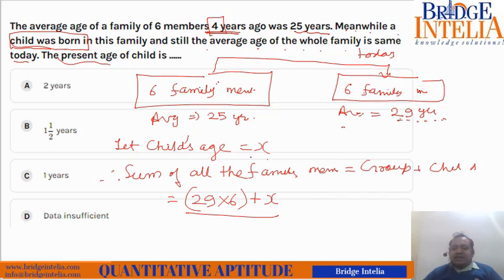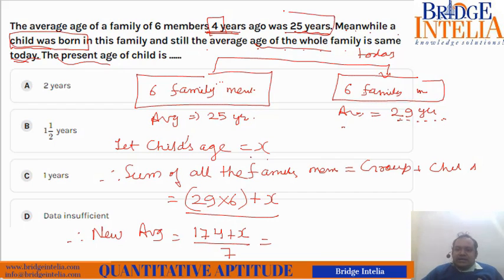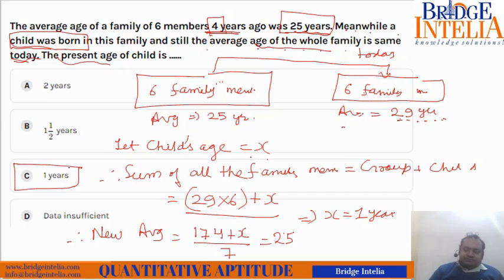The number of family members increases from 6 to 7 because the child is also included. So the new average has to be divided by 7. So 29 into 6 is equal to 174. So 174 plus X, when divided by 7, the average of the whole family is the same as it was 4 years ago, so this is equal to 25. If you solve this, 25 sevens are 175, so X comes out to be equal to 1. So X is equal to 1 year.